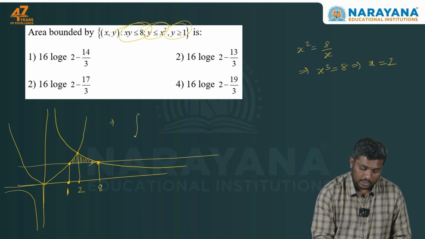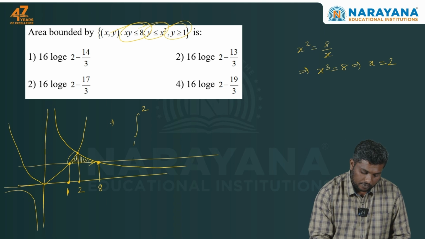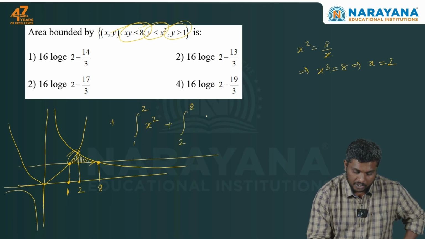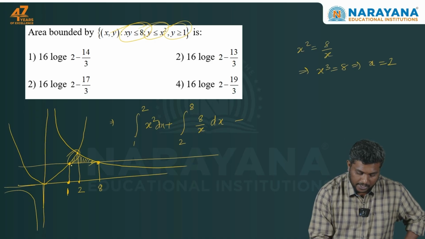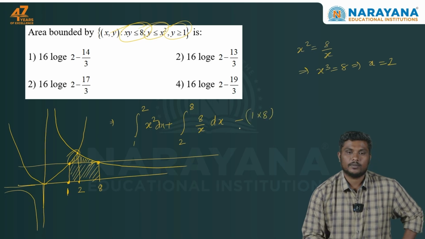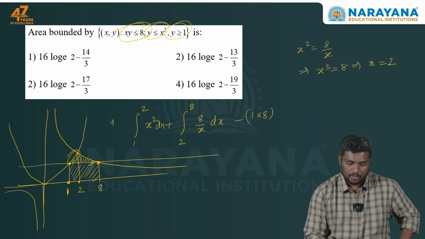So integration 1 to 2, you need to integrate this curve, which is x square, plus integration 2 to 8, you need to integrate 8 by x dx, and minus area of this rectangle. Area of the rectangle will be 1 into 8, length into breadth. And that is the basic you need to solve this question.